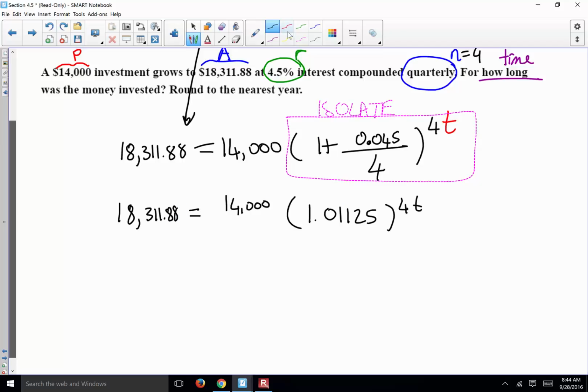Alright, to get this again, my task is the same. Isolate. I don't see it isolated yet. I have this nasty number in front. How do I take care of it? We cannot subtract because it's not addition. This is multiplication, so we need to divide both sides by that number.